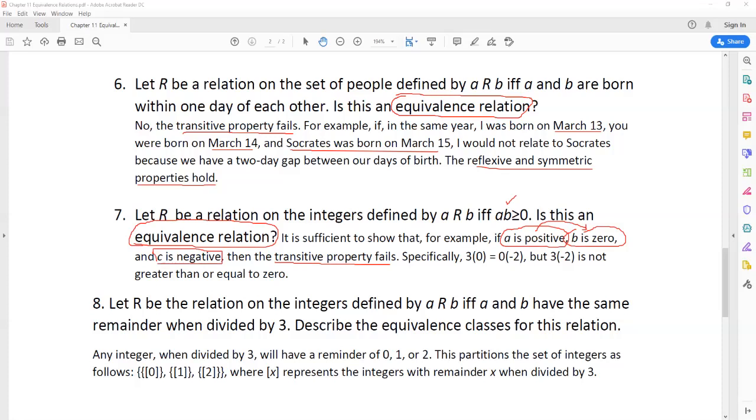For example, if A relates to B, let's say 3 relates to 0, because if you multiply 3 and 0, you get 0, which is greater than or equal to 0. So this would be A relates to B, and here B relates to C, where C is negative 2. But the problem is that A does not relate to C, because if you multiply 3 times negative 2, you get negative 6, which is not greater than or equal to 0.